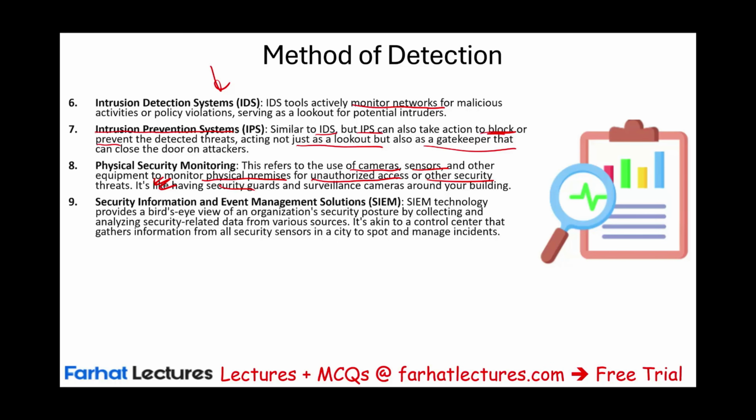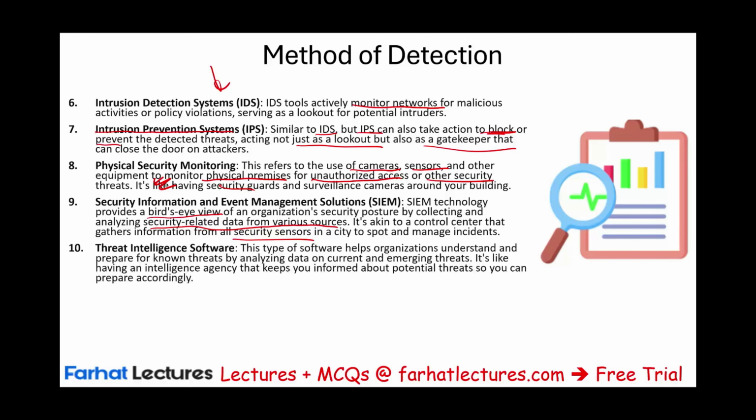Security information and event management technology provides a bird's eye view of an organization's security posture by collecting and analyzing security-related data from various sources. So simply put, some centralized system that collects all this information and analyzes it to look at the big picture. It's similar to a control center that gathers information from all security sensors in a city to spot and manage incidents.